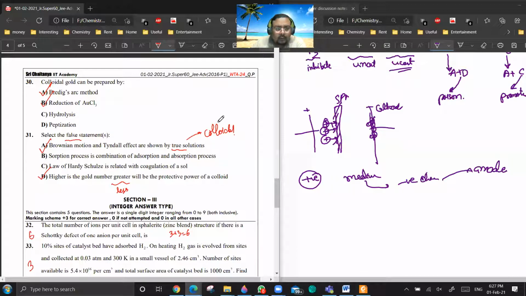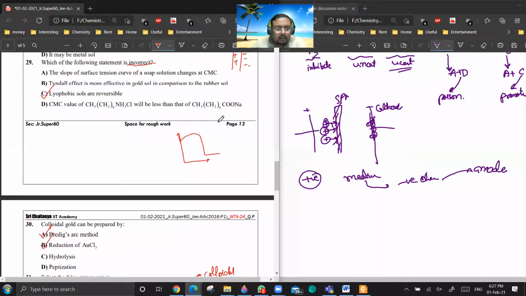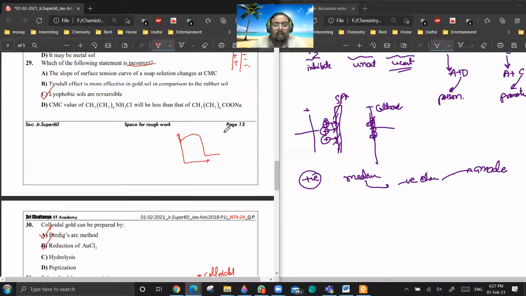Sir, in 29, can you once say D? Yeah. You see, CMC, I think I've discussed this concept in the lecture also, that critical micelle concentration will be inversely proportional to the size of the alkyl group. Have I discussed it in the lecture? No. But anyways, you should know.